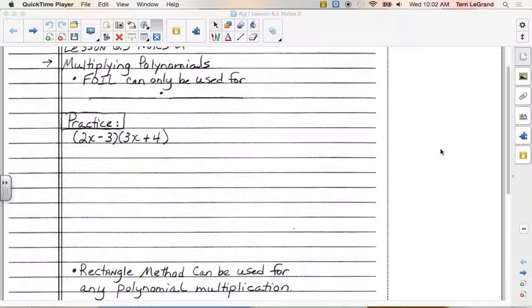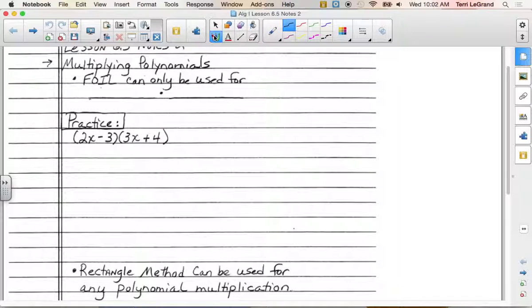Going to our second part of these notes, we're going to remind ourselves that when you're multiplying polynomials, FOIL can only be used for a binomial times a binomial. It can only be used when you have a binomial times a binomial. So don't try to use it in any other situation. Only a binomial multiplied by another binomial will FOIL actually work.